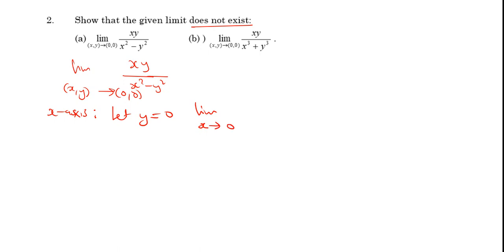Now I have x and I have y. My y is 0 because we are dealing with the x-axis here. Then I divide by x squared minus y squared, which is x squared minus 0, so it just gives me x squared. So I have the limit as x approaches 0 of 0, and this gives me 0. So for the first path, the limit is 0.